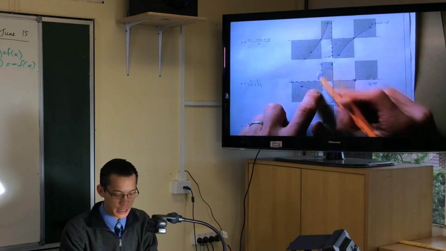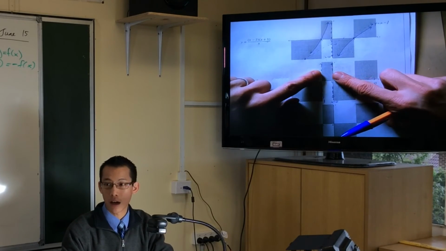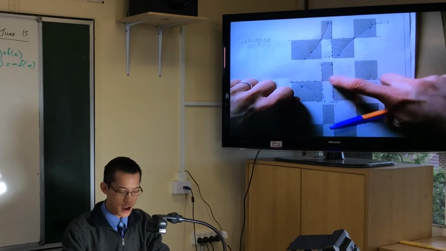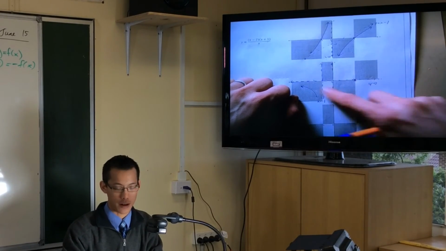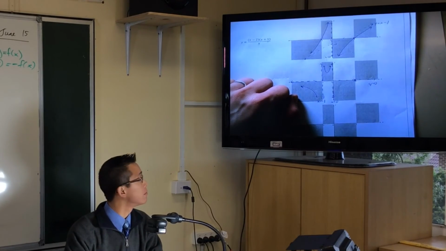Have a look at this next one in here. Look, I've got two vertical asymptotes here. So I'm fenced in. And I've got a region that says you can't go anywhere in there, right? So this is what I've got. Where else can it go?